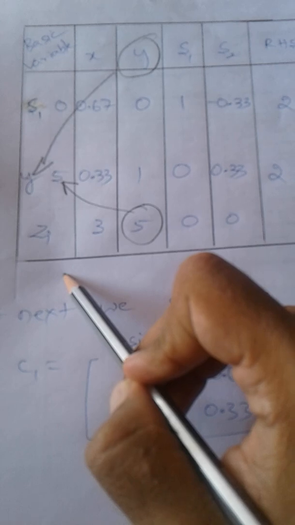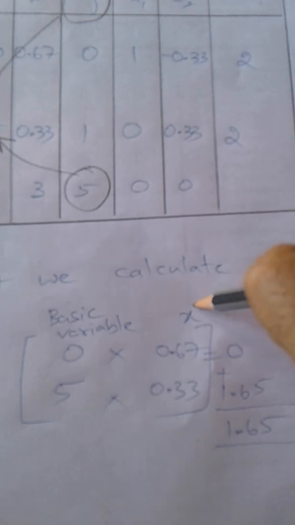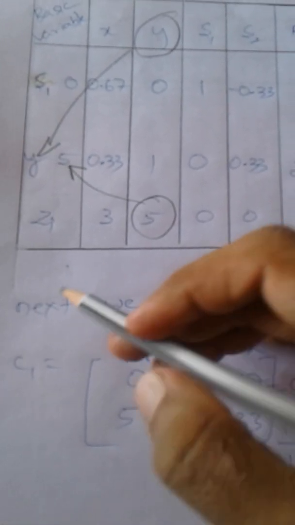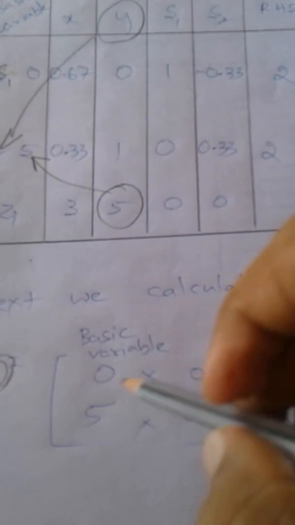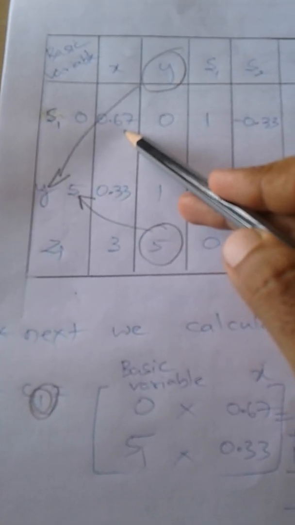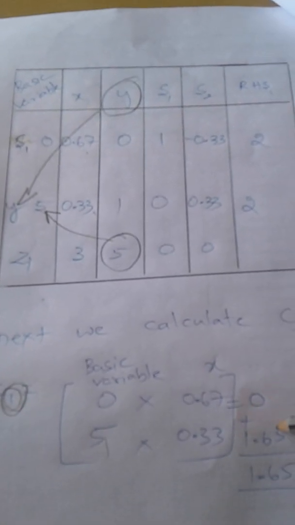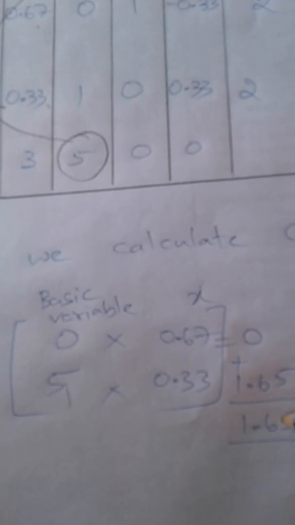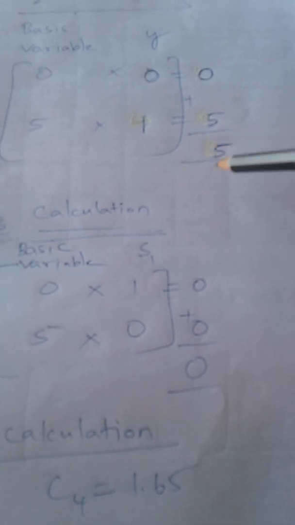So how to calculate C values? C1 is nothing but we are going to consider the basic variable first, and again we are going to consider X because we are calculating C1. Okay, so that is the reason we are going to consider X. So 0 and 5, 0 and 5. Next is the X column, that is 0.67 and 0.33. Okay, so here we have these two, and when we multiply this we are going to get 0 and 1.65, which is 1.65. Similarly we have to get C2, C3, C4. Okay, C2 is here, C3 is 0, C4 is 1.65.